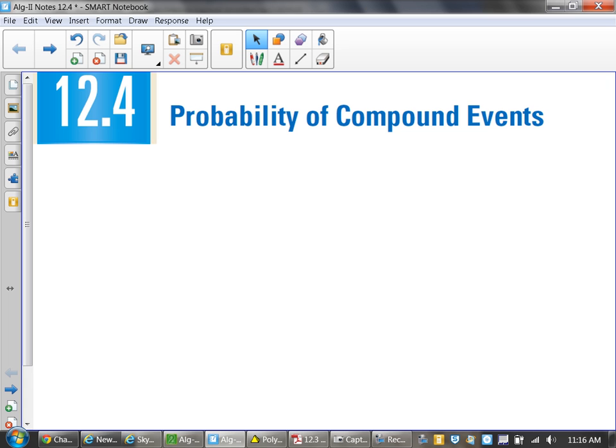Basically, it looks like we're trying to figure out probabilities of more than one thing occurring: one or another, event A or event B. In order to do that, we have to understand the vocabulary of how these are worded. For example, what's the probability of picking a diamond in a deck of cards?